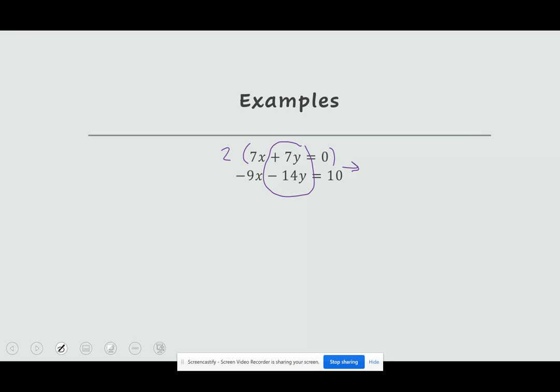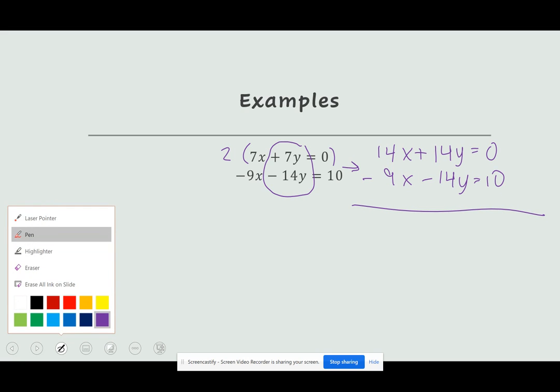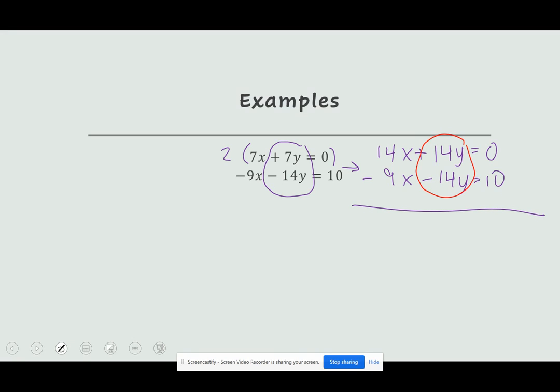So 2 times 7x gives us 14x. 2 times 7y is 14y. And then 2 times 0 is 0. And I just copy over the bottom equation. So now that we have that 14y and negative 14y right here, I can add straight down.